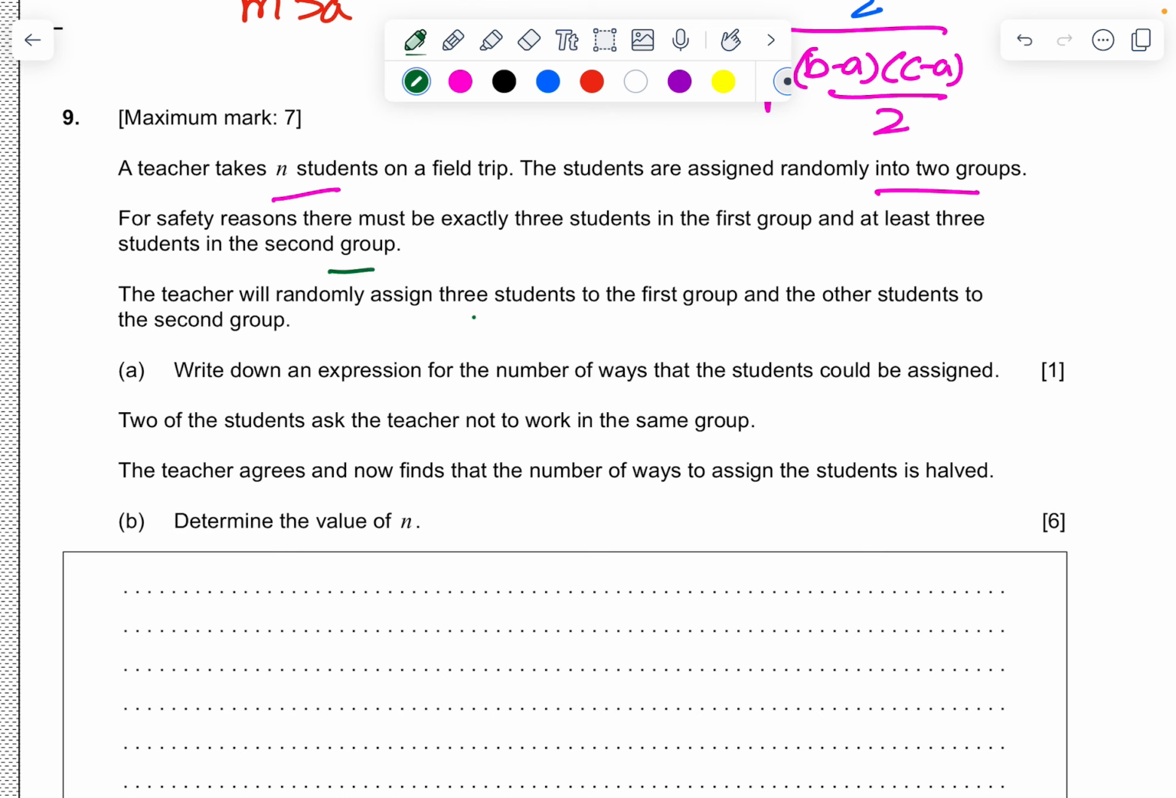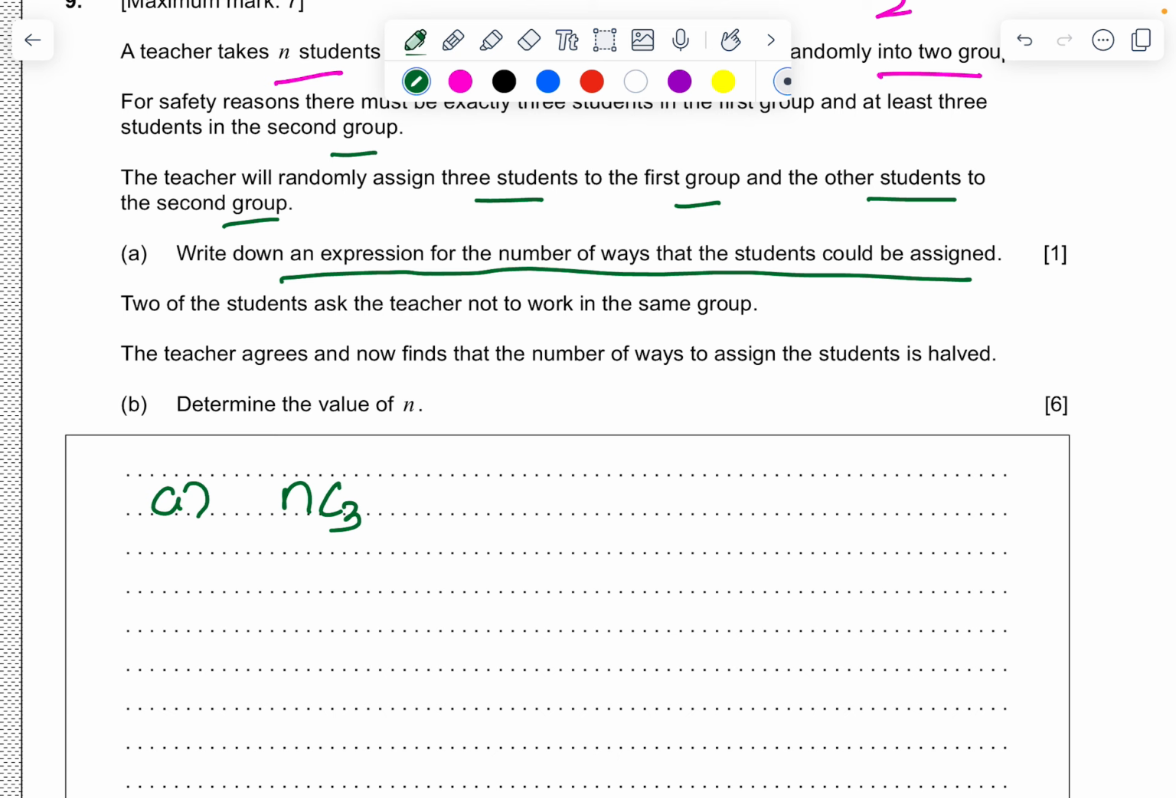2 of the students ask the teacher not to work in the same group. So let those 2 students be A and B. They should not go into the same group. The teacher agrees and now finds the number of ways to assign the students is halved. Determine the value of n.